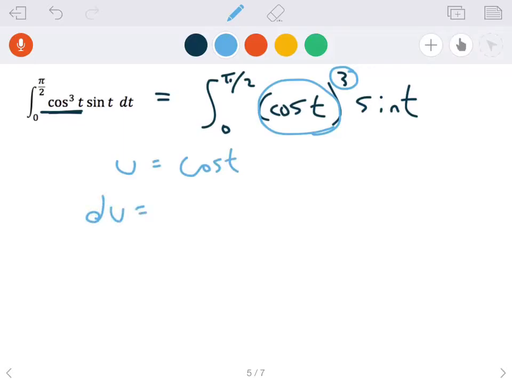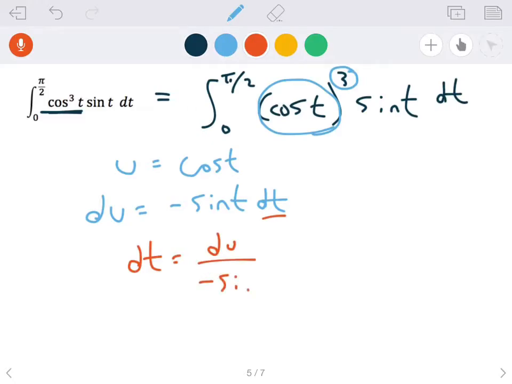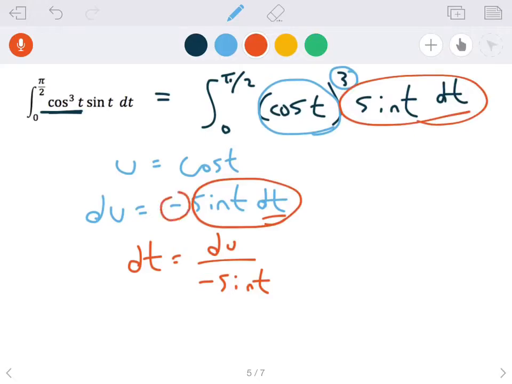Take the derivative. Du is negative sine t dt. There's a dt there. Solve for dt. dt is du over negative sine t. You can solve for dt. You don't have to. If you see that this is this and you realize you can just put a negative out front, then go for it. You don't have to do this step of solving for dt. It's a good way to make sure you don't miss anything if you get a little bit confused.